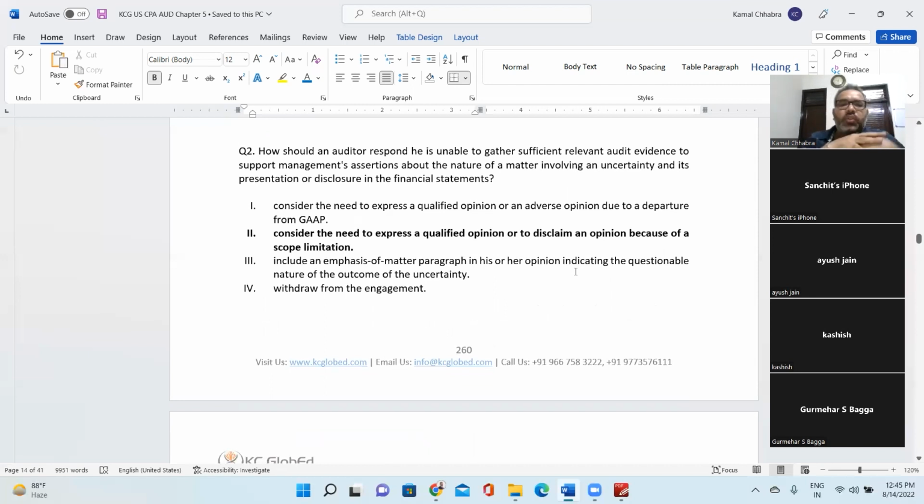Next question. How should an auditor respond if he is unable to gather sufficient relevant audit evidence to support management's assertion about the nature of a matter involving an uncertainty and its presentation or disclosure in the financial statements? Uncertainties mean majorly those relating to litigation, claims, assessments, or future estimation, right? What is the call of the question? How should an auditor respond? He is unable, that means scope limitation, unable to gather sufficient relevant audit evidence for the uncertainty regarding the presentation and disclosure in the financial statements. Make sense?